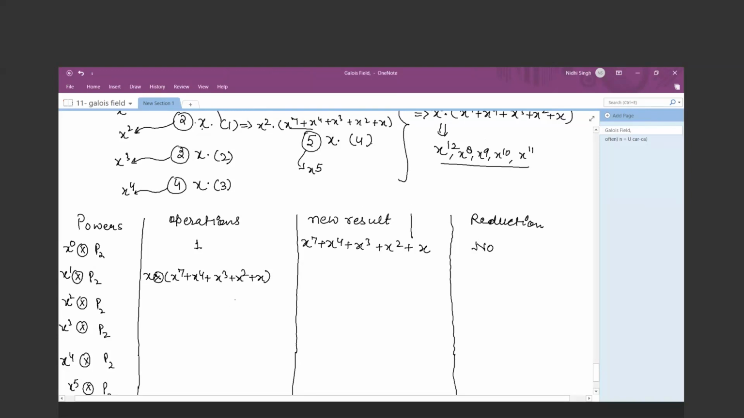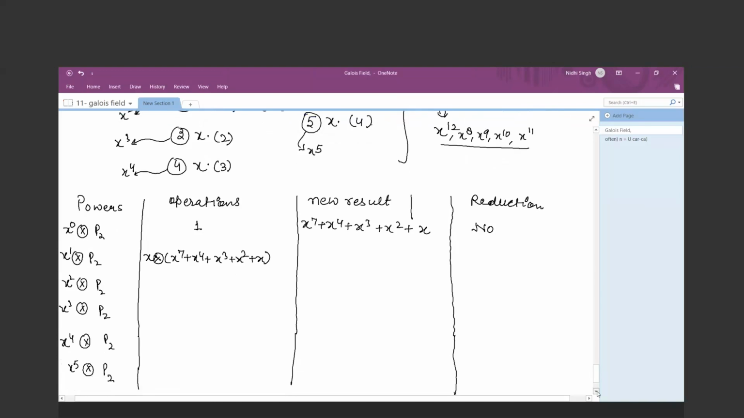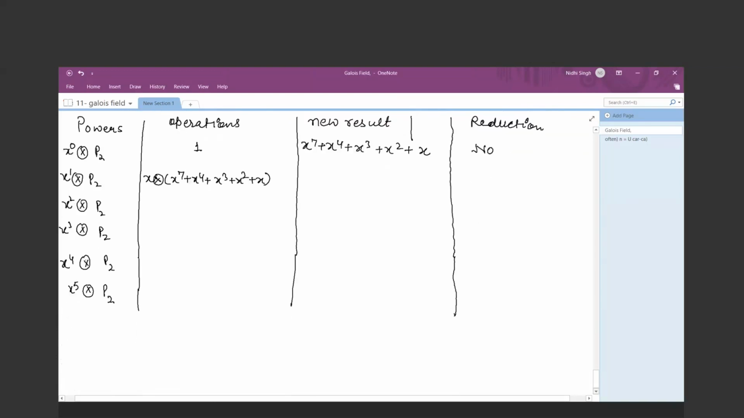So when we multiplied this value, the answer is x to the power 1, p2 will give you the answer x to the power 8, x to the power 5, x to the power 4, x cube and x squared. Because the highest power is only 7, so we need a reduction over there.